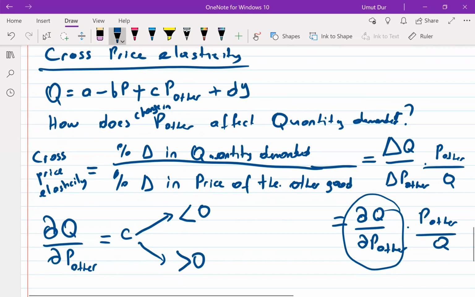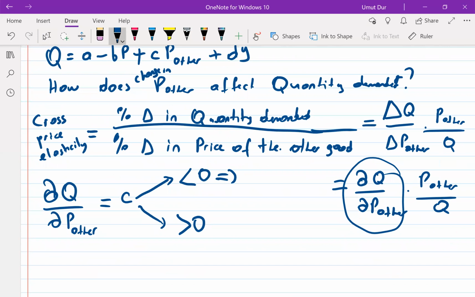What does it mean to have c less than 0? It means that as the price of other goods increases, quantity demanded decreases. And this is possible basically if the goods are complements.